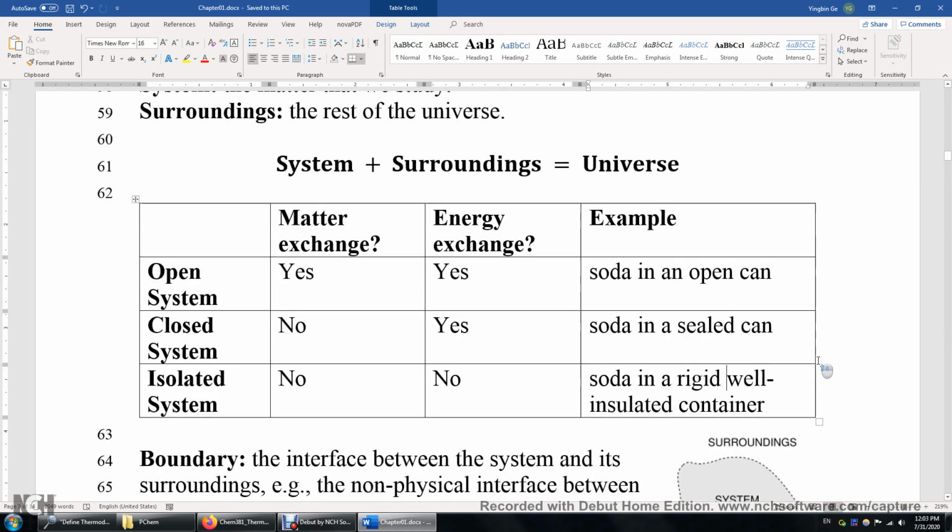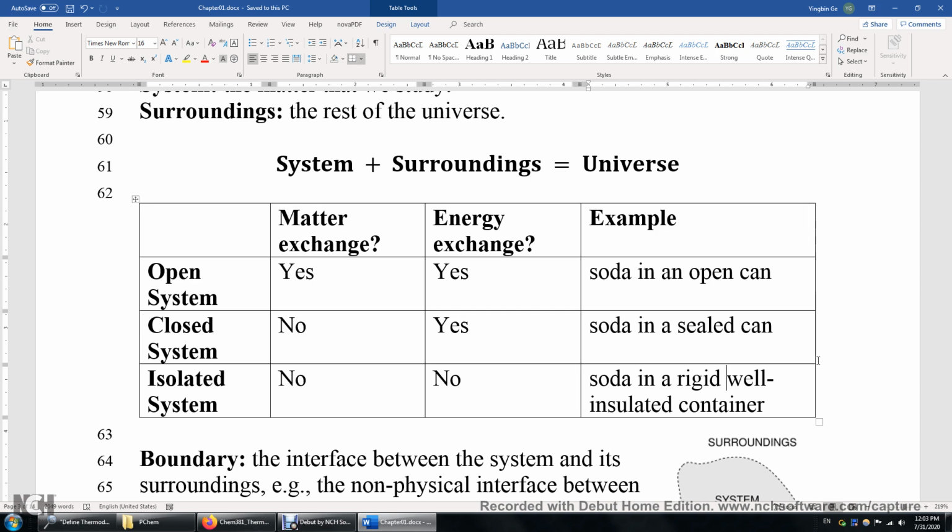There are three different types of systems in regard to matter exchange and energy exchange. There is matter exchange and energy exchange between an open system and its surroundings. There's no matter exchange between a closed system and its surroundings, but it's possible to have energy exchange between a closed system and its surroundings. For an isolated system, there's no matter exchange, and there's no energy exchange.